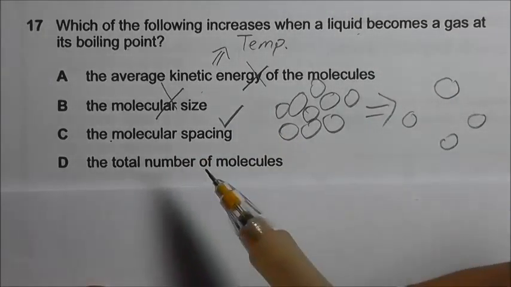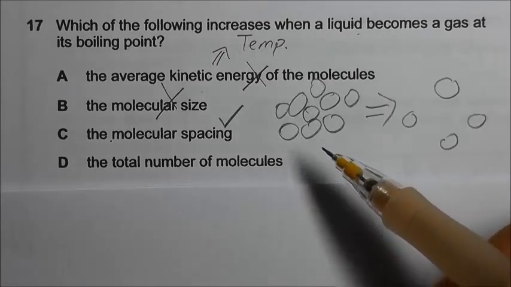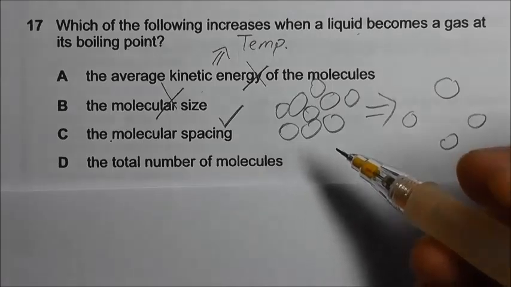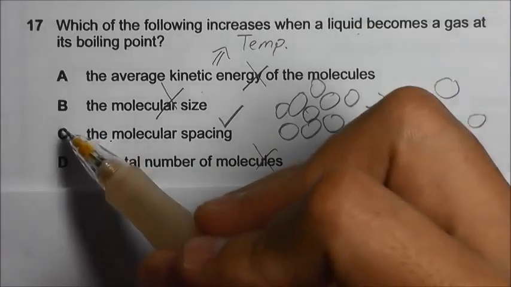And option D, the total number of molecules should remain the same, because during a change in state the mass should remain constant. So the answer should be C.